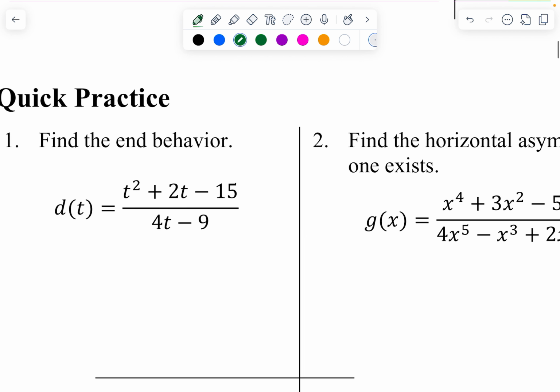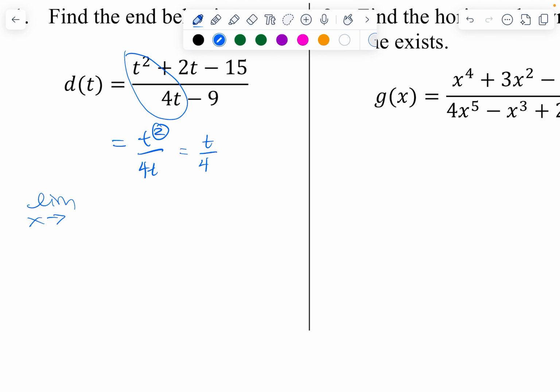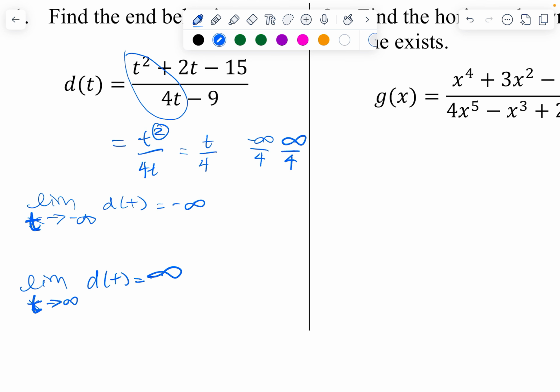All right, let's do some quick practice to find the end behavior. So again, we're just comparing t squared over 4t. The numerator is greater, so I know that there's no horizontal asymptote, but this is really saying t over 4. If I'm looking at the limit as t approaches negative infinity, I would say, okay, what's negative infinity over 4? Well, that's still negative infinity. And the limit as t approaches positive infinity, that would be like saying, what's infinity over 4? Well, that's still just positive infinity.